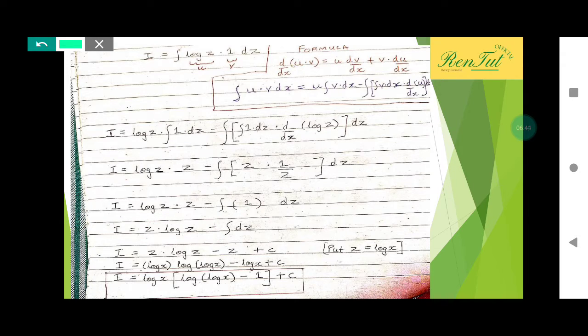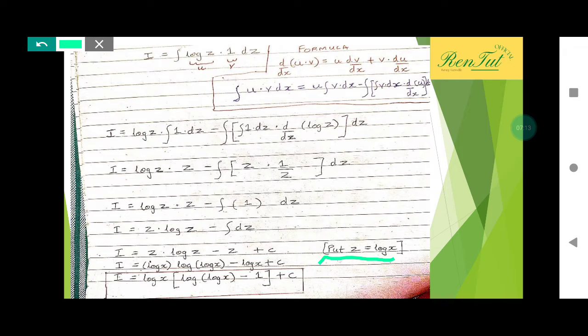So now the integration of dz is z itself, plus c you have to put, and then z into log z. So now we have been stuck. We are not able to proceed further. So what we will be doing is resubstituting the value of z that we put earlier. We will be putting that once again.